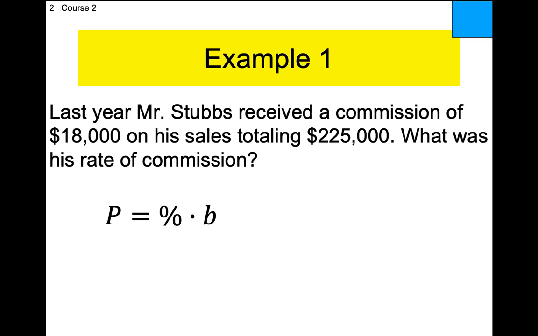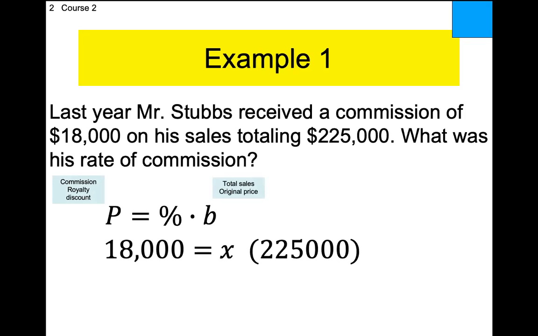So there's our formula. I said that P stands for his commission, royalty, or discount. What is his commission, royalty, or discount? There's your 18,000. Okay, we said we're solving for percent, so there's my X. Therefore, the only other number up there must be the total sales, or the original price. Hey, it literally says totaling. Okay, big, ugly numbers. Boy, you'd hate to do this by hand. But the cool thing is that we got a calculator in hand.